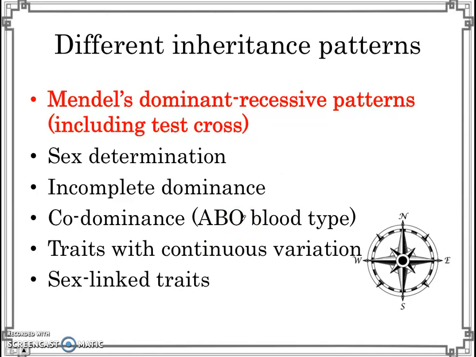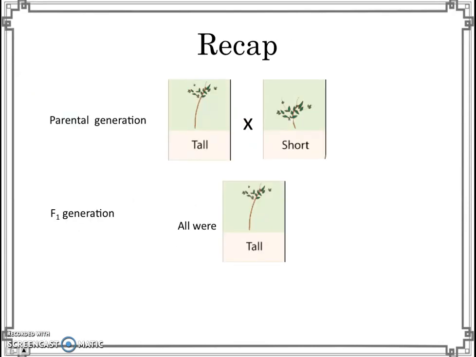So first, Mendel's dominant recessive patterns. I'm going to introduce you to the idea of a test cross. So just a quick recap. Now in Mendel's experiments, he took a pure breeding tall pea plant and crossed it with a pure breeding short pea plant. And he found that all the offspring produced were tall. So remember how he explained this.